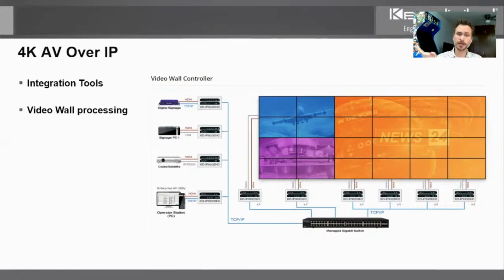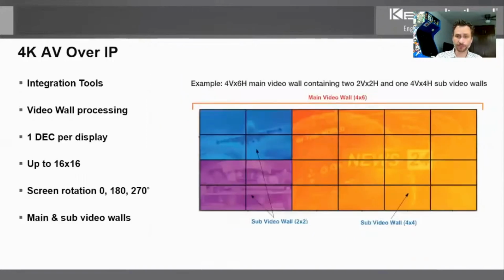As we see in here, the main video wall itself, the physical video wall, is 6 wide by 4 high, but currently it's divided into 3 sub video walls. One is 4 by 4. In blue and in purple, we have 2 additional 2 by 2 video walls. So very easy to control with our AV over IP system as well.